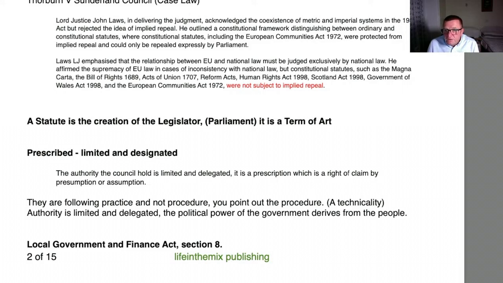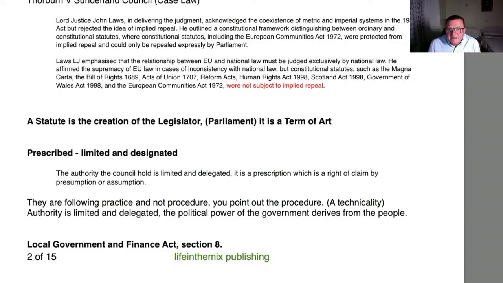And what do all councils and all these people have? Prescribed authority. So the only right they have as corporate bodies is the right of claim by presumption or assumption. If we go along with it, we've contracted. There it is in black and white for you. It's not a conspiracy theory. That's it. You now know who they are, what powers they have, and what powers they don't have.